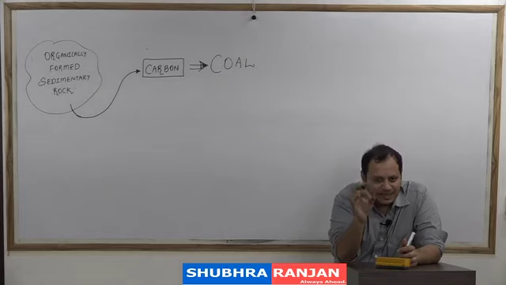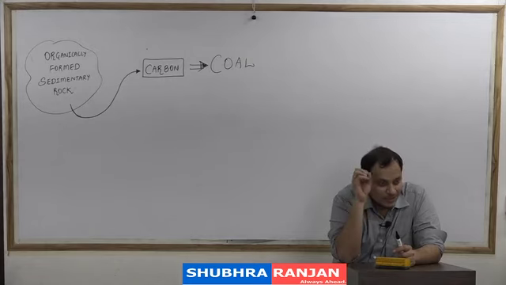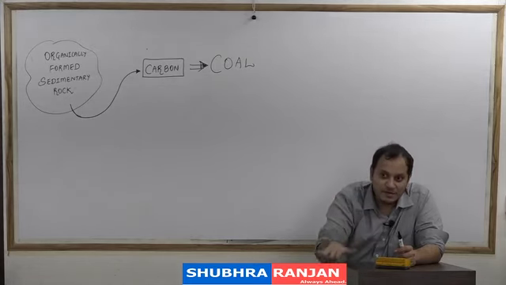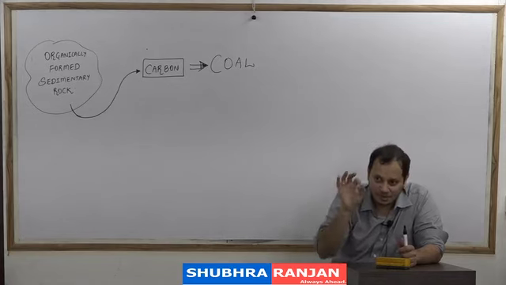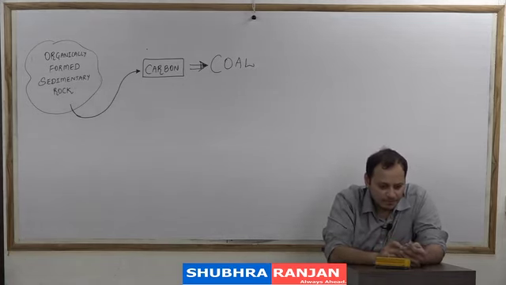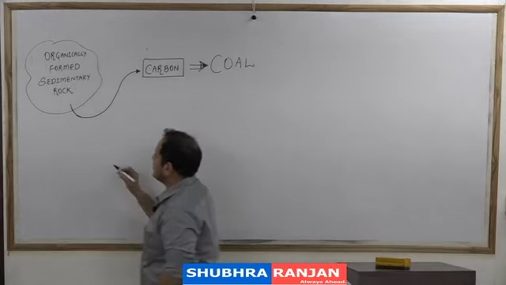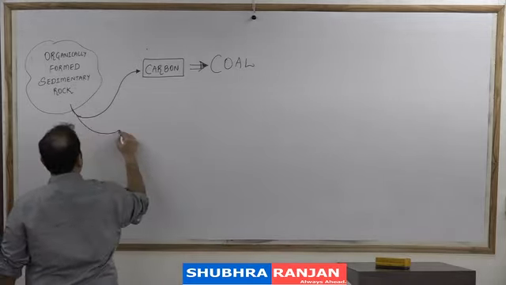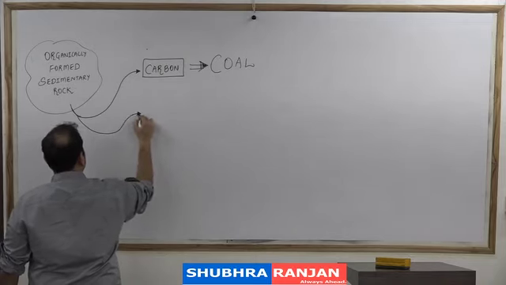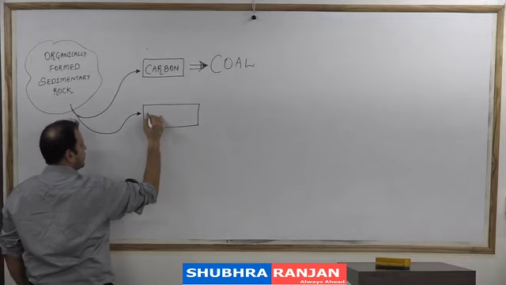may be peat, lignite, bituminous. These are proper organically formed sedimentary rocks when vegetation, especially tropical vegetation, is buried below the water. Fresh or saline? Below the fresh water. It occurs when vegetation is buried below the fresh water.